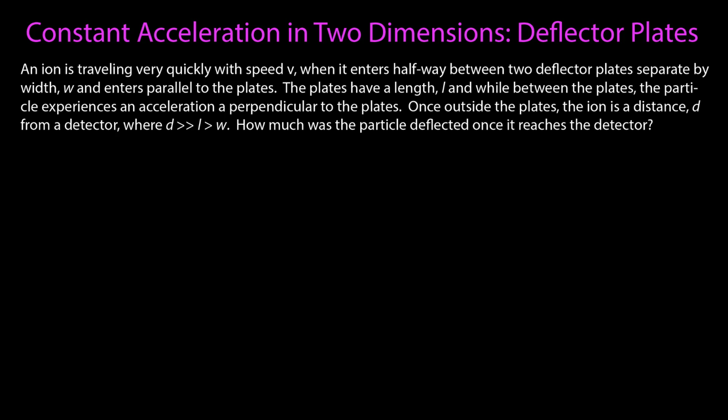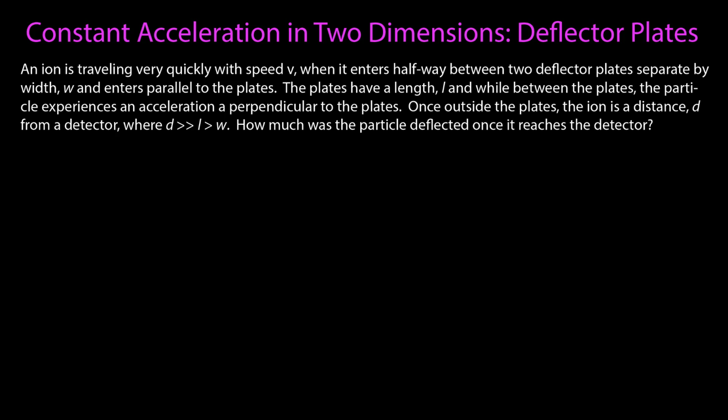Once outside the plates, the ion is a distance d from a detector, where we know that d is much larger than L, the length of the plates, and w, the width of the plates. How much was the particle deflected once it reaches the detector? Well, where to start with this?